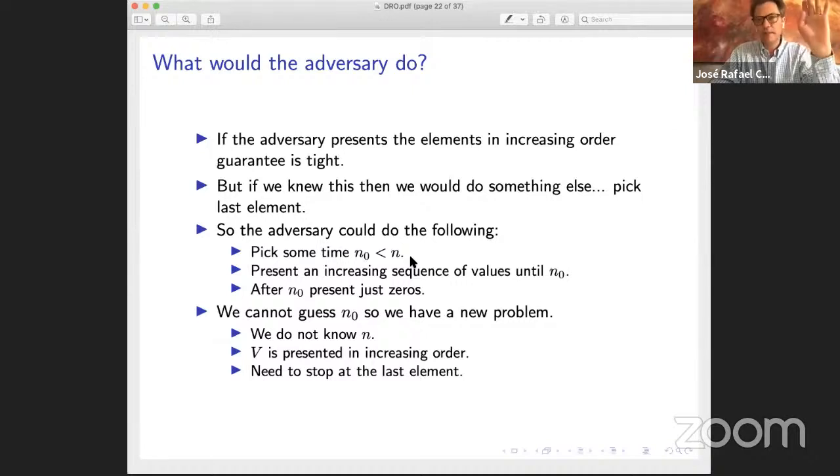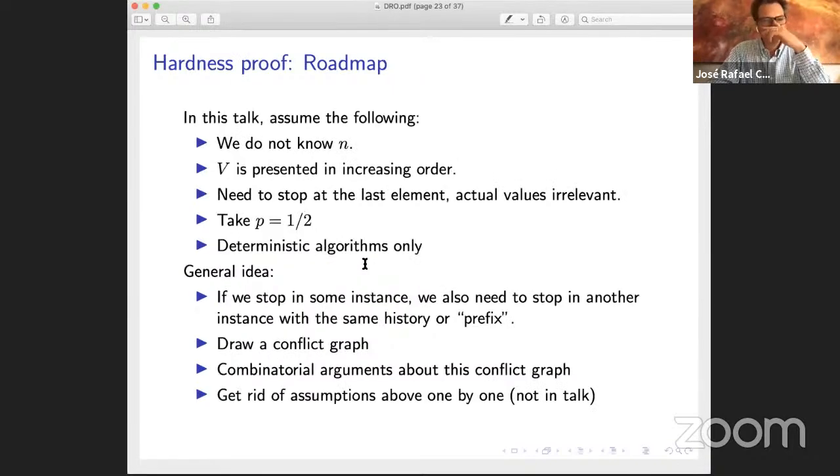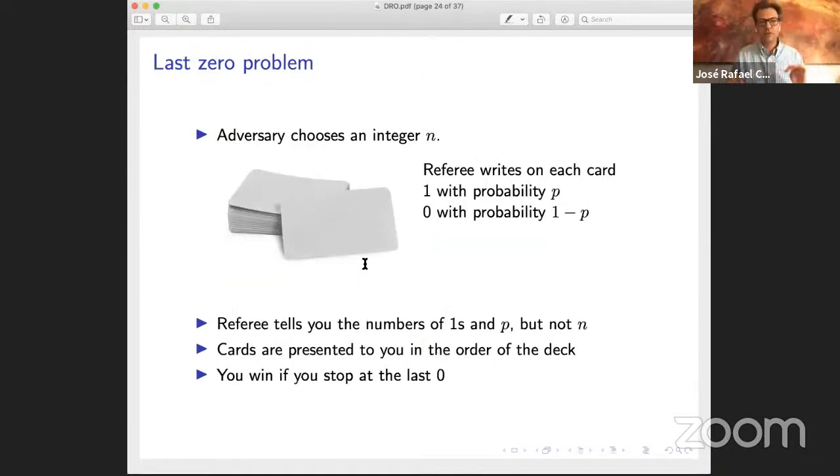So let me just explain the problem and then I'll finish because I'm going over time already. The problem to which you reduce is what we call the last zero problem. An adversary chooses an integer n, and the referee writes a 1 or a 0 on each card with probability p or 1 minus p. The referee tells you the number of ones and p, but not n.